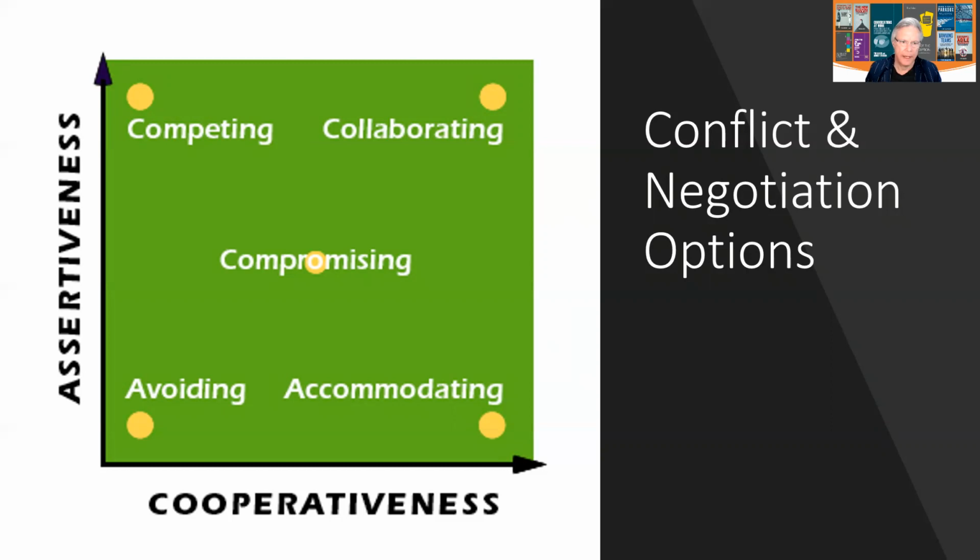Now, the other one, which is probably in our society considered to be perhaps the most popular form, is compromising. And you'll notice it's halfway up the assertion scale, and it's halfway across the cooperativeness scale. And the reason for that is that when you compromise with someone, what you're doing in effect is you're giving a little bit and the other party is giving a little bit. So somewhere you're meeting in the middle.